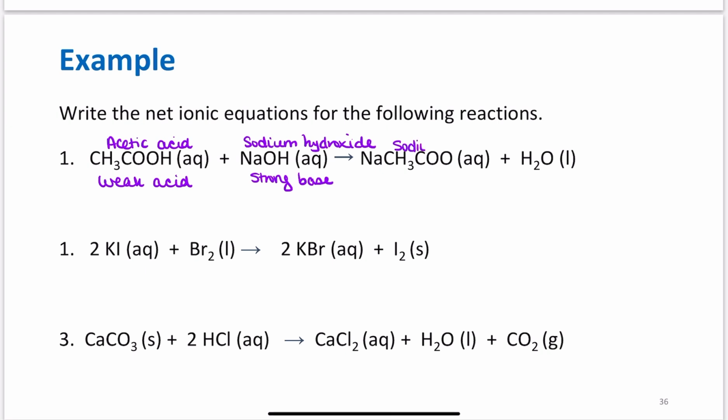It forms sodium acetate, which is a strong electrolyte because it is a soluble salt. Not only are sodium ions always soluble, acetate ions are also always soluble. Remember, your strong bases are also strong electrolytes, and your weak acids are weak electrolytes.